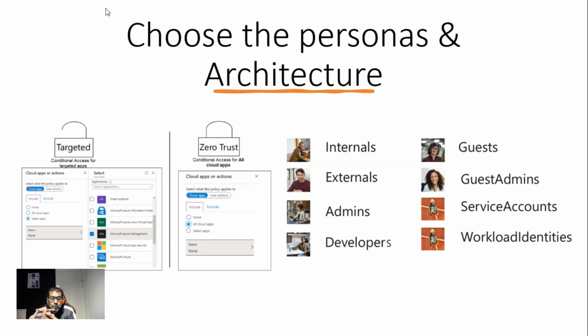That's very important, because if you target a zero trust for all cloud apps for all users in a huge environment, you don't know what the impact is going to be. So you need to always assess, do it in a phased approach, and go for the targeted conditional access approach. That's very important.